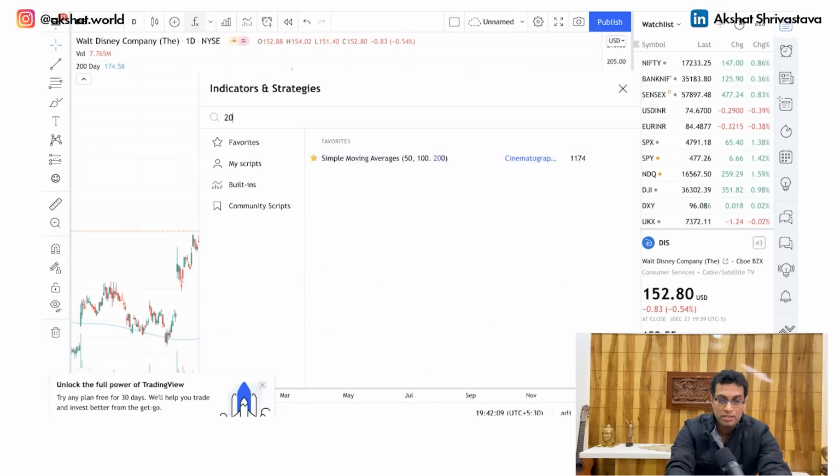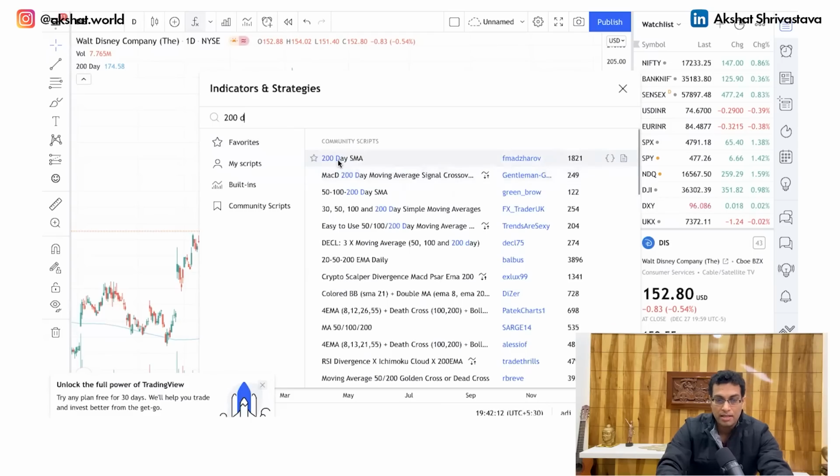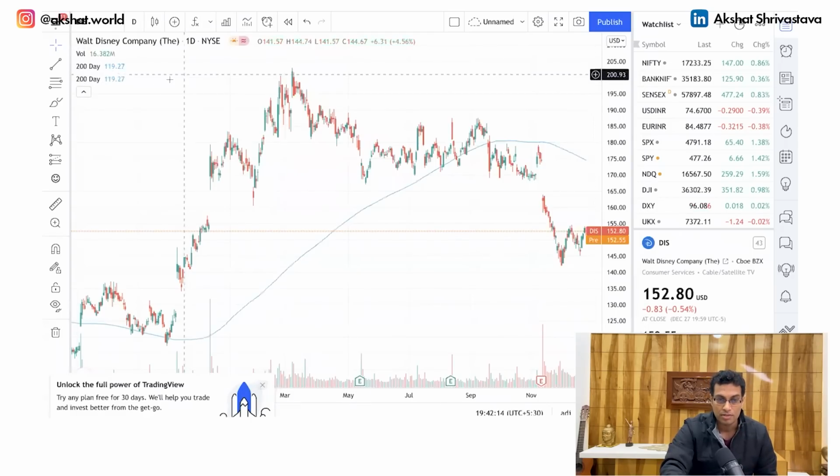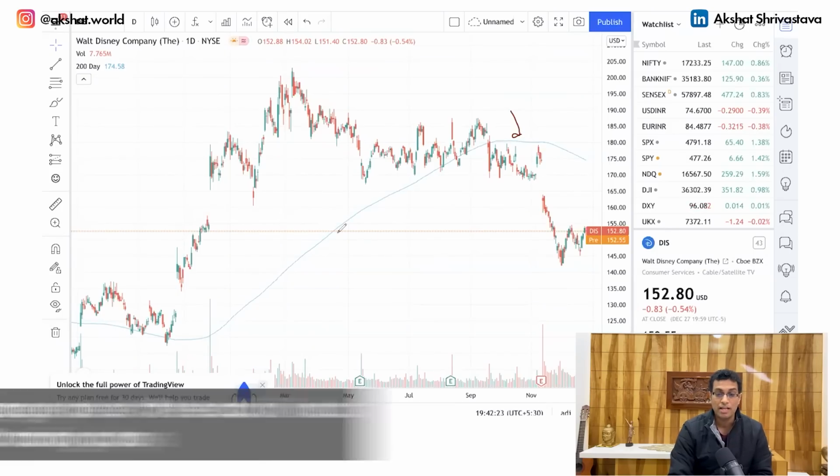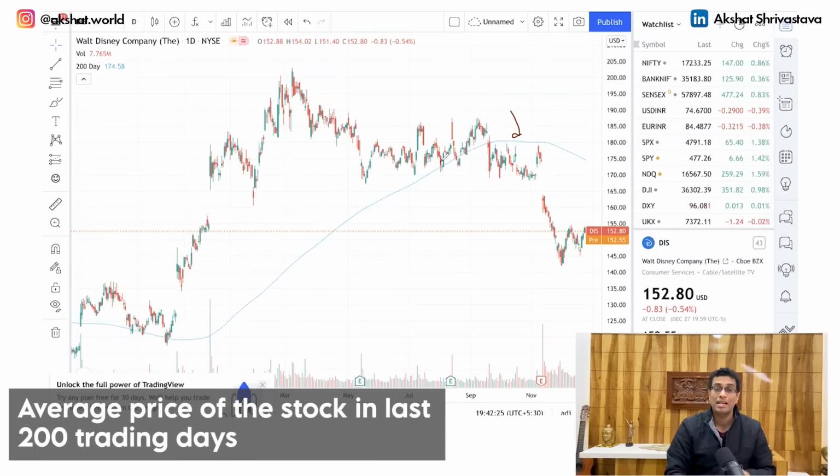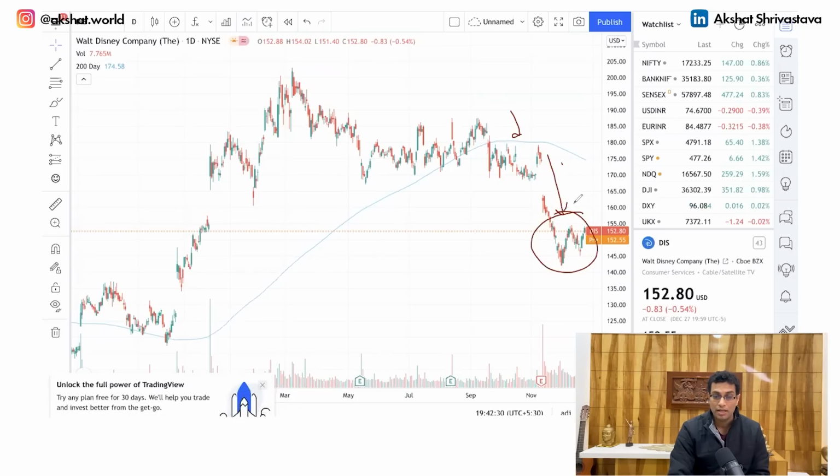So you go on FX, you type 200-day SMA, and this is a free tool that you can use, right? Now, what does this 200-day moving average tell you? It tells you what has been the average price of the stock in the last 200 trading days. So right now the stock is trading below its 200-day moving average.